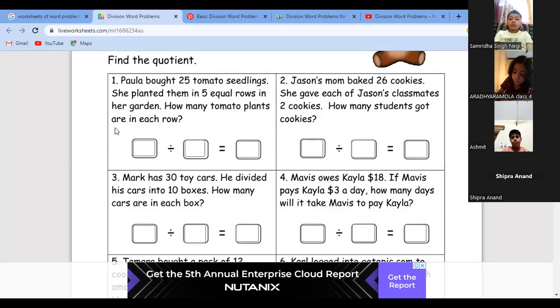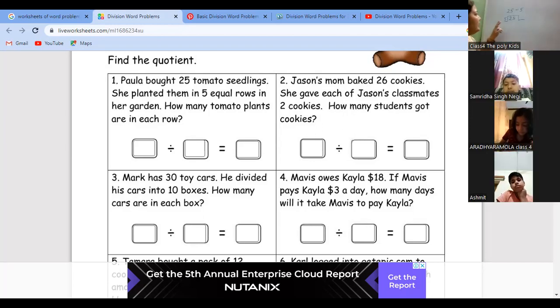How many tomato plants are in each row? What we will do? We just have to divide here. Okay. So how we will do? Wait. Look. The bigger number is 25 and smaller number is 5. So we have to divide it. 25 divided by 5. Like this. You know we will do the division like this. Now we will read the table of 5 till 25 or less than 25.